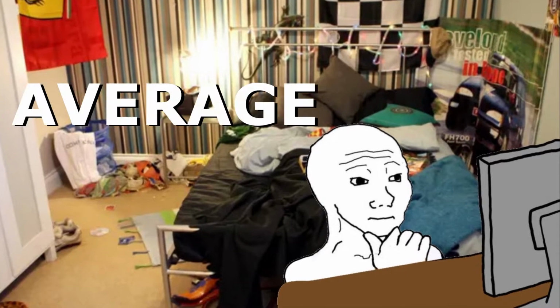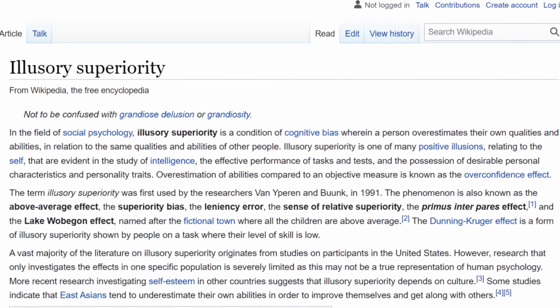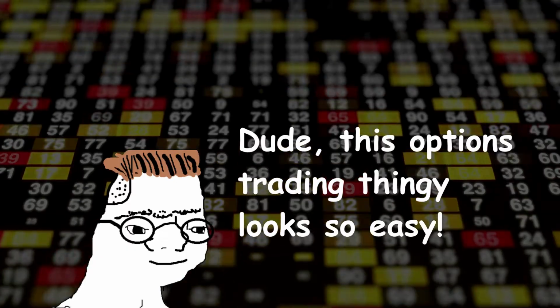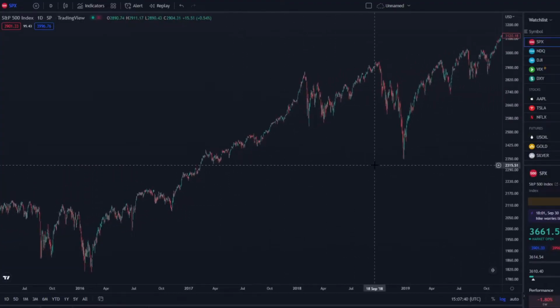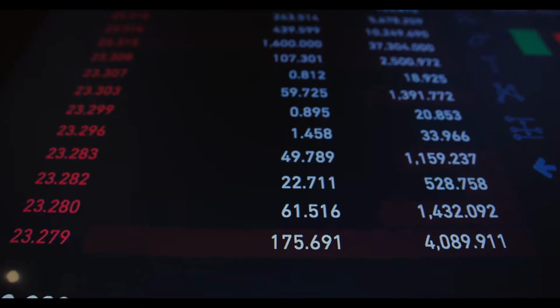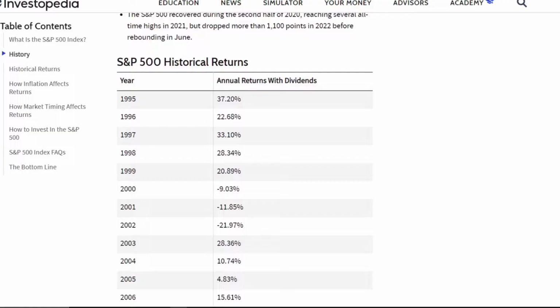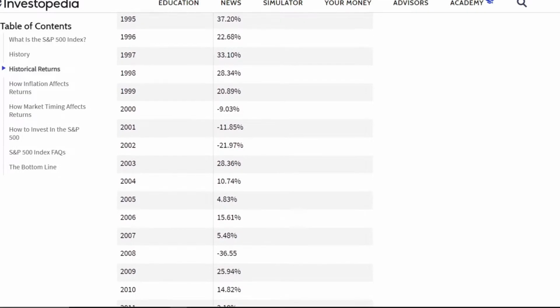Think about the word average. Most people say they are above average in just about every aspect of their life, whether they actually are or not. I mean, we've all done this at some point. Everyone wants to be above average. And the same thing happens when we're investing. We desperately want to beat the average market returns.